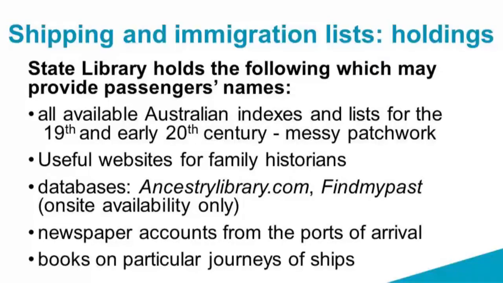Okay, shipping and immigration lists. Our holdings are, as you can see, a lot of the Australian indexes and lists for the 19th and early 20th century. We also have the useful websites for family historians. We subscribe to the databases Ancestry Library and Find My Past, so you can come into the library to use those free of charge. You're just paying for anything that you're printing out. We also have newspaper databases where you can find accounts from the ports of arrival, and we also have books on particular journeys of ships.